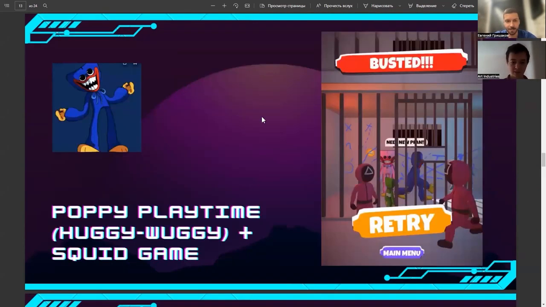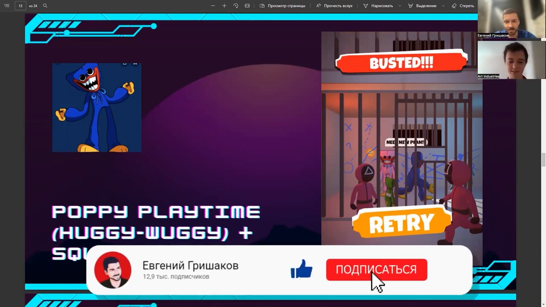For example, what we have below is enough. Here we have Poppy Playtime, which is Huggy Wuggy. This is the character in blue. And together they combine them in a game with Squid Game. This is the game that's on the screen.